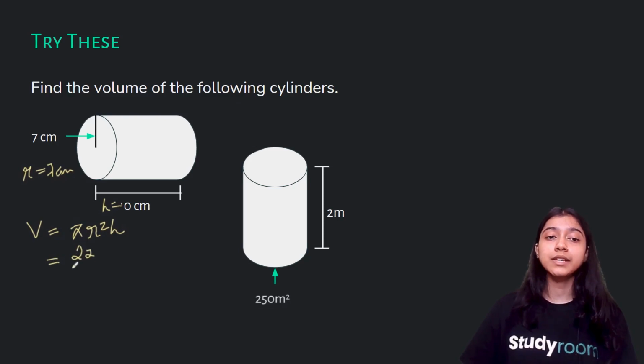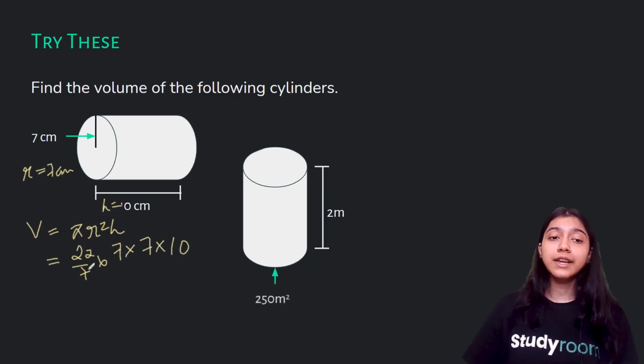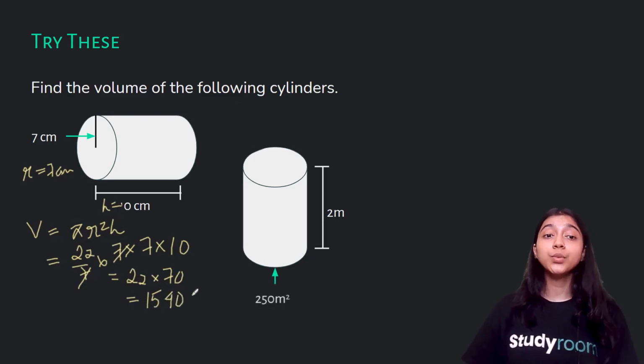Pi means 22 by 7. R square means the square of the radius. That means 7 multiplied with 7. And the height given is 10. So the 7 will get cancelled out with this 7. So we are left with 22 multiplied with 70, which gives us 1540. And the unit of volume will be centimeter cube because the radius and the height is given in centimeter.